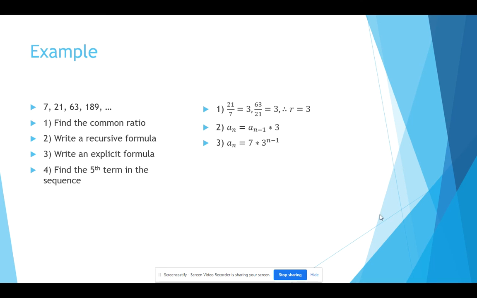And to find the fifth term in the sequence, we could use the explicit formula, which I've done here. A sub 5 is going to be equal to 7 times 3 raised to the 5 minus 1 power. And so 5 minus 1, we'll do that first, is 4. 3 to the 4th power is 81. And then times 7 gives me 567.